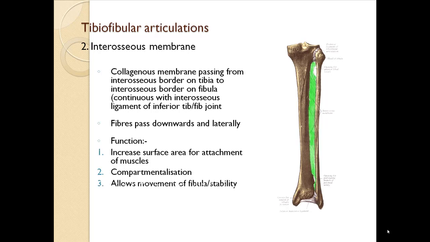What is the function of this interosseous membrane? Well, it allows increase in surface area for the attachment of muscles. It will also compartmentalise the anterior and the posterior muscles. It allows movement of the fibula and also will provide a certain amount of stability as well. And along its length there are various holes for the passage of vessels from anterior to posterior or posterior to anterior.